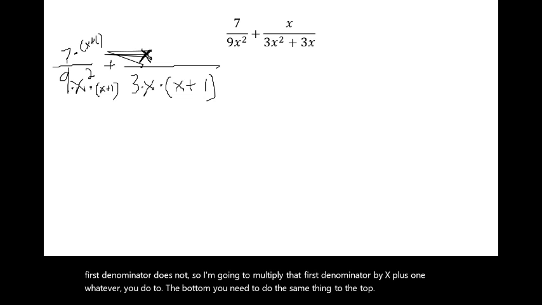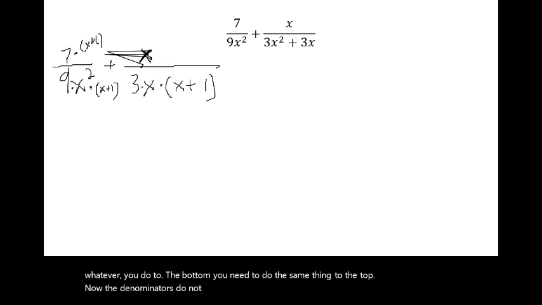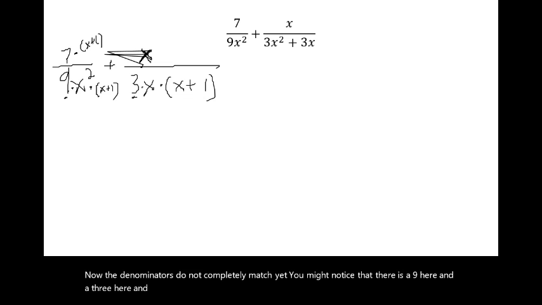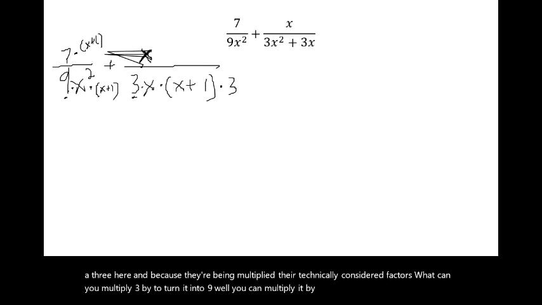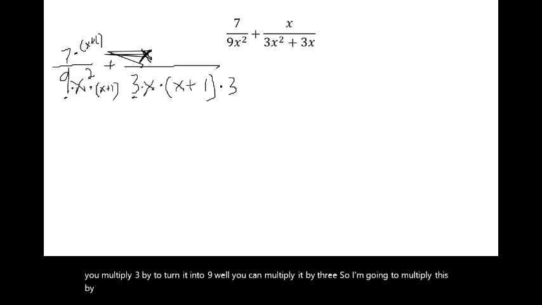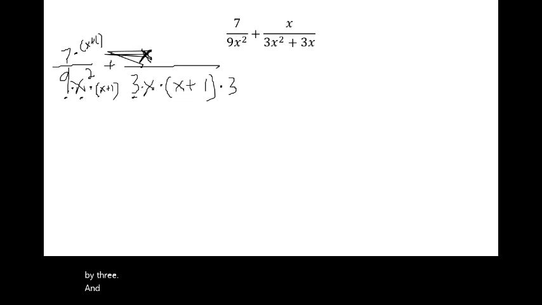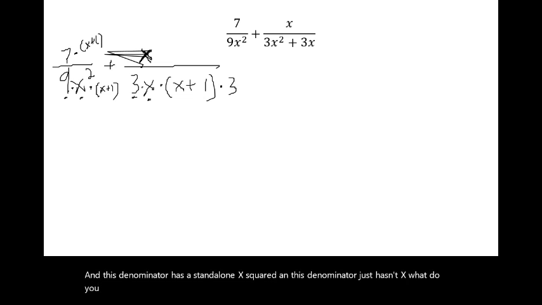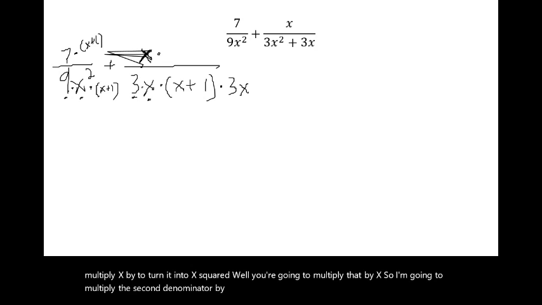Now the denominators do not completely match yet. You might notice that there is a 9 here and a 3 here. Because they're being multiplied, they're technically considered factors. So what can you multiply 3 by to turn it into 9? Well, you can multiply it by 3. So I'm going to multiply this by 3. This denominator has a standalone x squared, and this denominator just has an x. So what do you multiply x by to turn it into x squared? Well, you multiply it by x. So I'm going to multiply the second denominator by 3x, and whatever you do to the bottom, I'm going to do the exact same thing to the top.